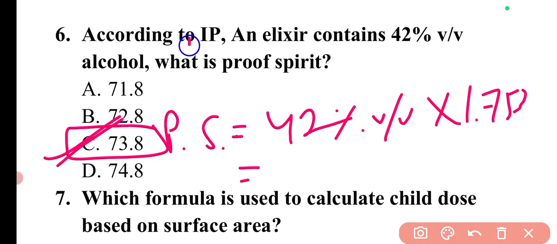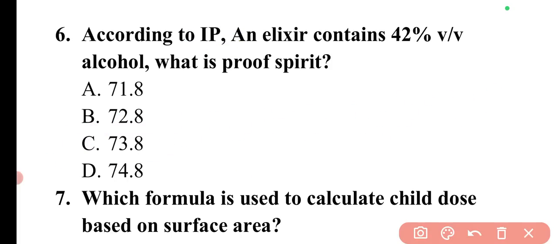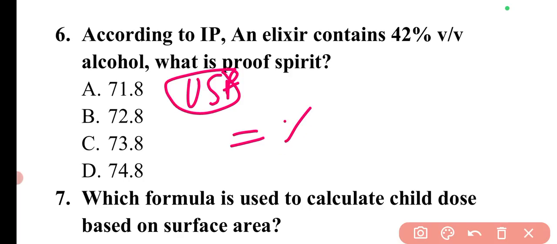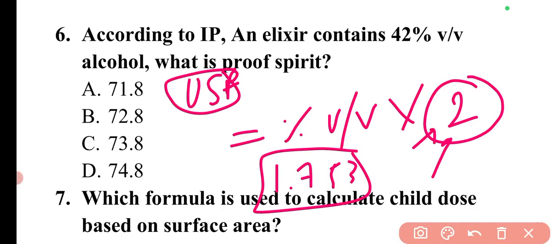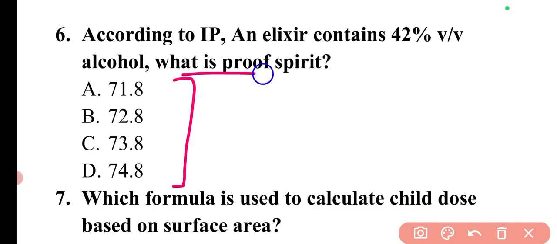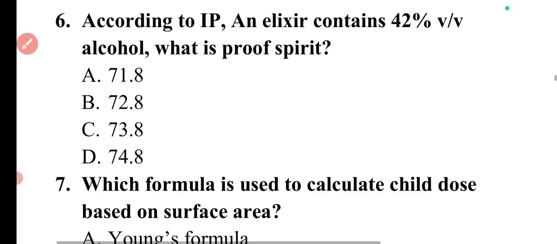Now, if not as per Indian Pharmacopoeia, the question may be asked as per the United States Pharmacopoeia. Then there is a slight change in the value. You can simply write the percentage volume by volume multiplied by 2. As per Indian Pharmacopoeia and British Pharmacopoeia, the value is 1.753. As per United States Pharmacopoeia, it will be 2. So this is the basic difference. So in that way you can find out the proof spirit.